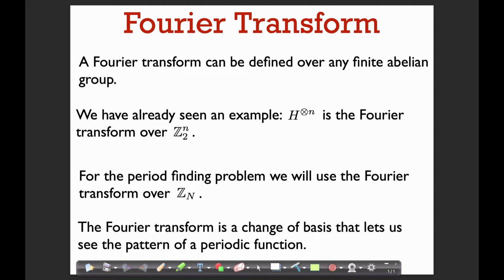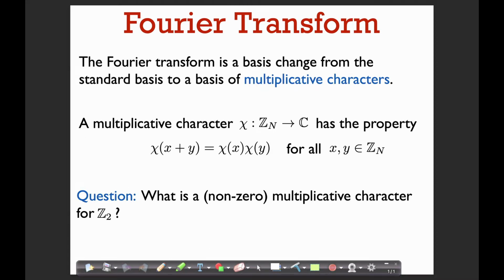At a very high level, you can think about the Fourier transform as a change of basis that lets us see the pattern of a periodic function. I'm actually going to describe the Fourier transform in a fairly general way here, so that you can see where it comes from, for any finite abelian group. The way that we're going to do that is by talking about a function that's called a multiplicative character.